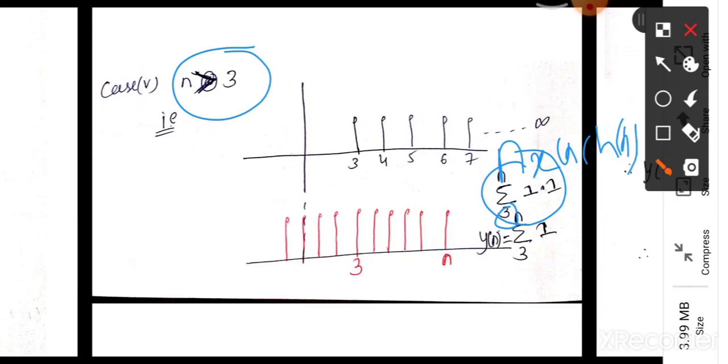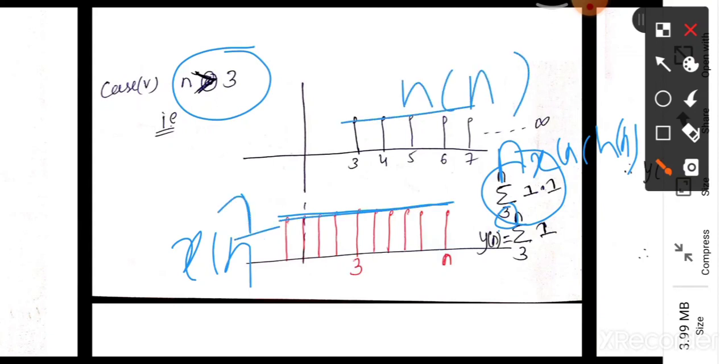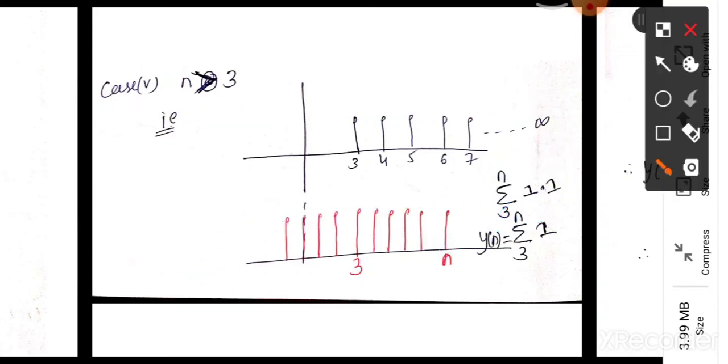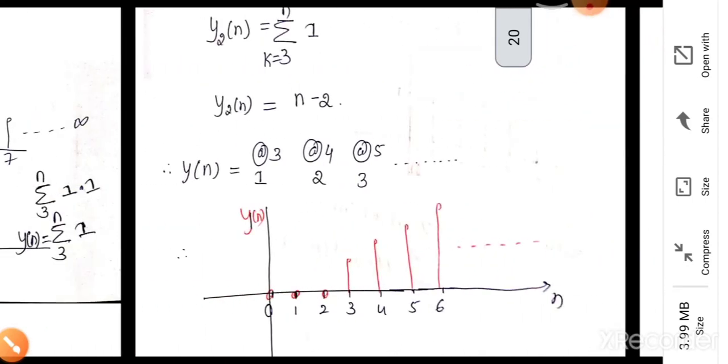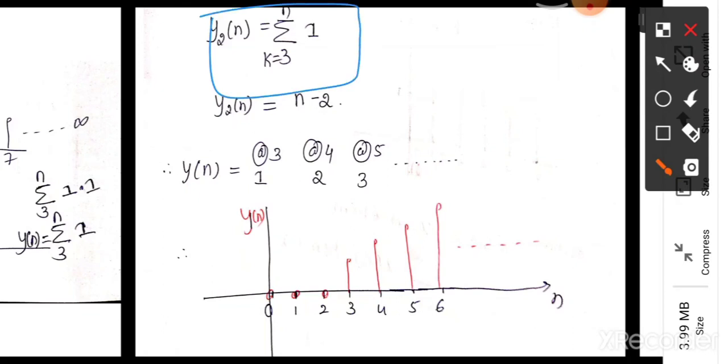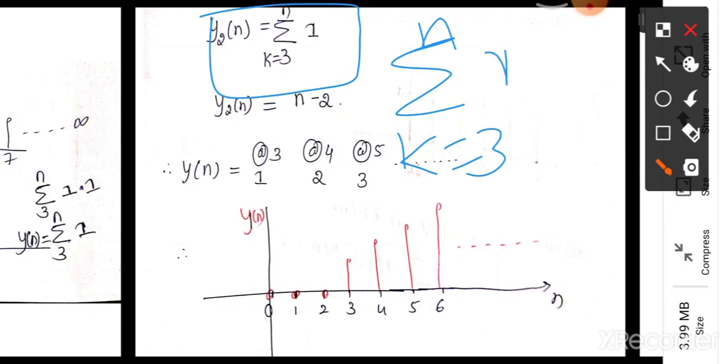What is the magnitude of x of n and h of n? Observe here, this is h of n minus k. But what is this magnitude? 1. What about this h of n? Its magnitude is also 1. So 1 into 1 is 1. So y2 of n equals summation of k equal to 3 to n of 1.